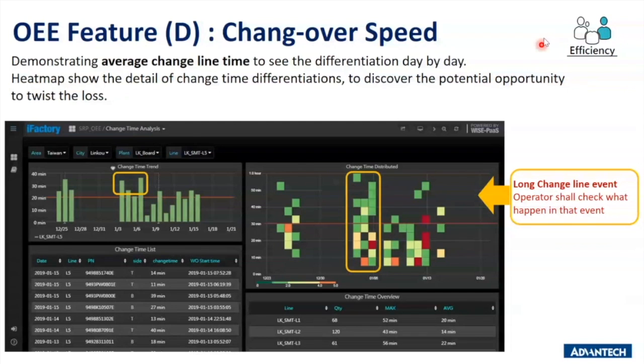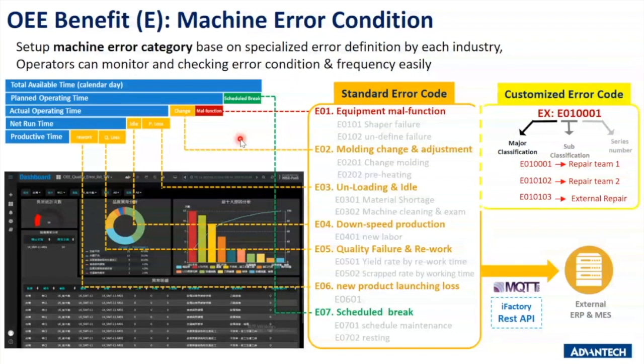Okay. Next, we talk about the machine error condition. Okay. This is to actually set up the machine error category, okay, by the specialized error definition from different industries. Okay. So the operator can actually monitor and check their error condition frequently and easily.